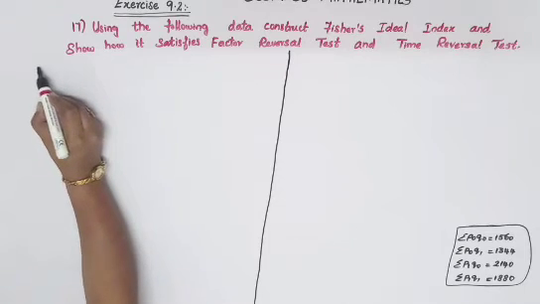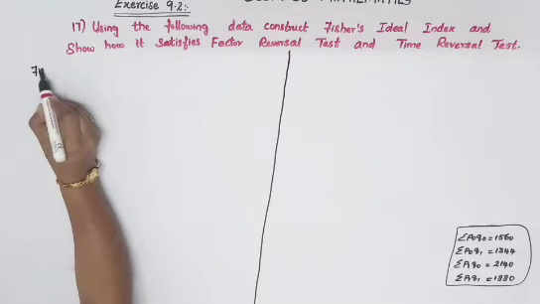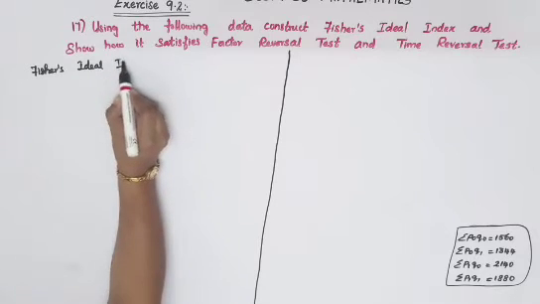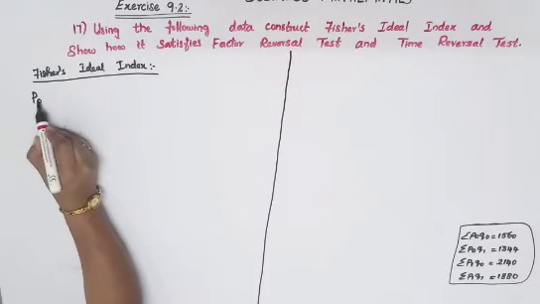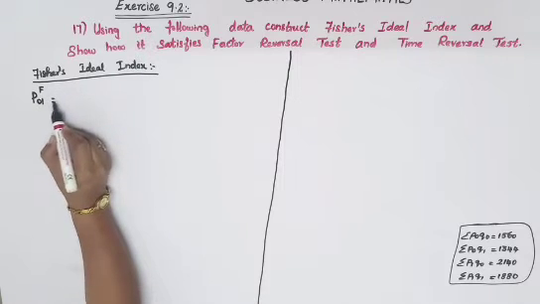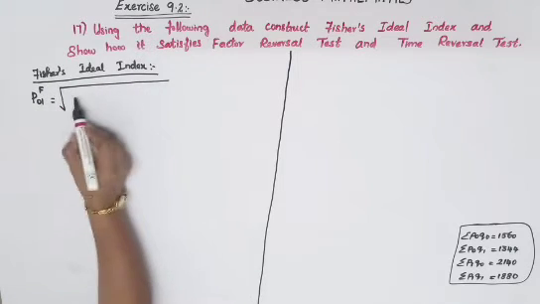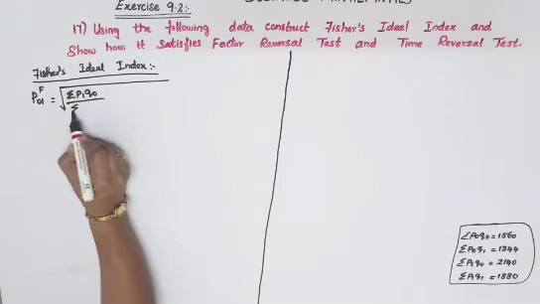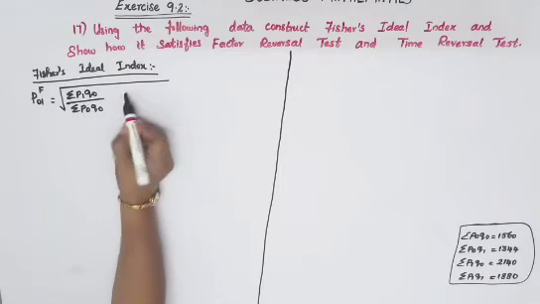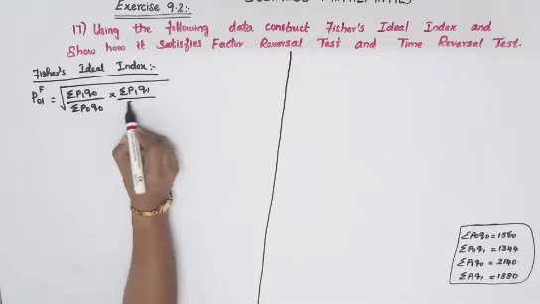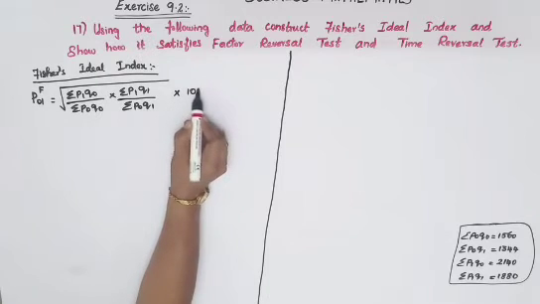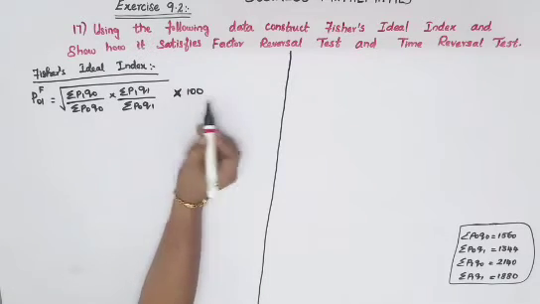So for Fisher's ideal index, the formula is P01 F, which is equal to the root of sigma P1 Q0 divided by sigma P0 Q0, into sigma P1 Q1 divided by sigma P0 Q1, into 100. The 100 is outside, not inside the square root, the 100 is outside.